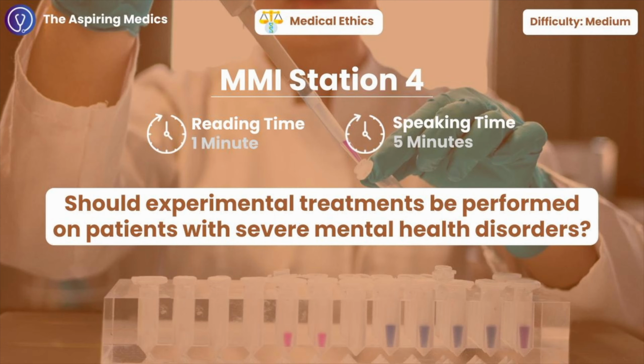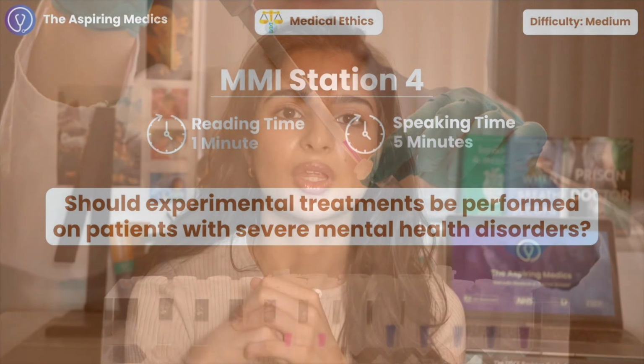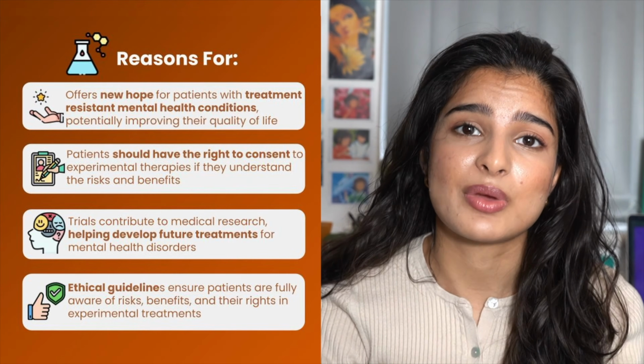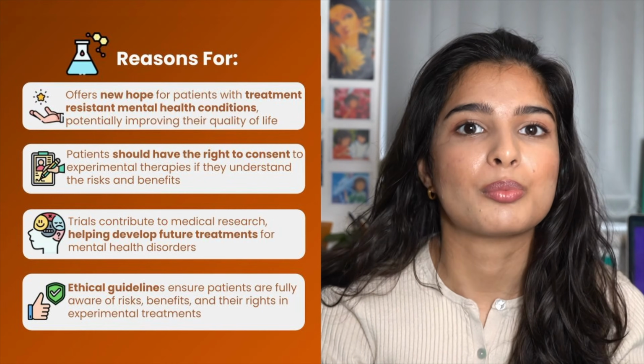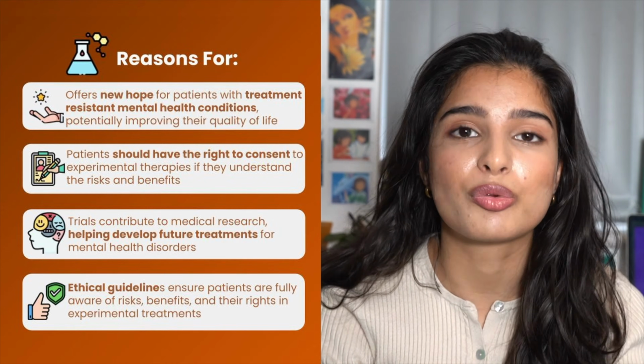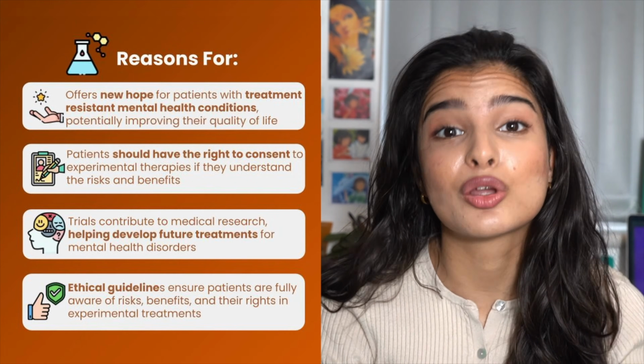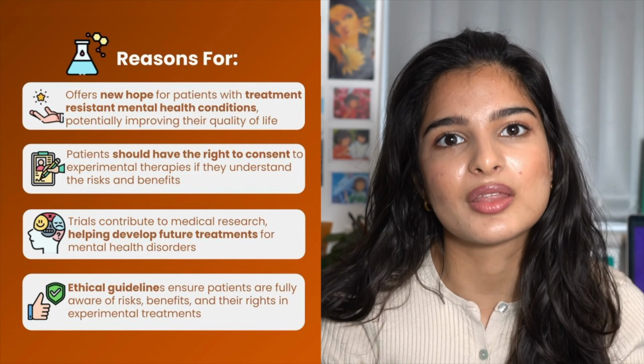Station 4. Should experimental treatments be performed on patients with severe mental health disorders? So experimental treatments always raise ethical concerns, but this might be more of the case in this scenario where the patients have very severe mental illnesses. The main point for doing the experimental treatments is that we might be able to make breakthrough interventions that can potentially cure these people and cure people like them as well.